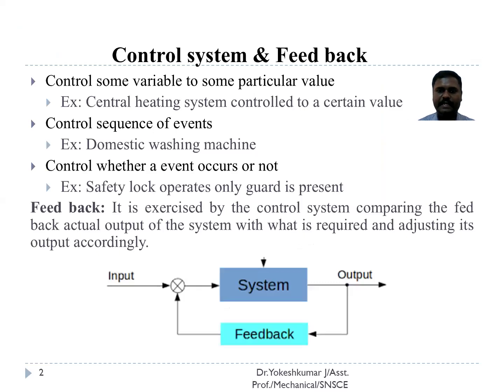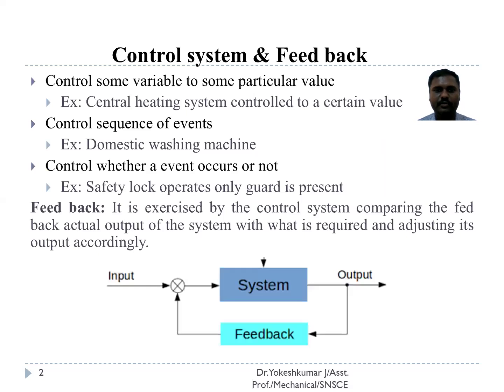So here I have listed a few examples of the control system. Let us take the first example, the central heating system, which is used to control the temperature to a certain value. Especially in cold countries, we might have noticed that the temperature is always lower than the human comfort temperature. So for that, we have to maintain the room temperature or slightly above the room temperature for human convenience. For that, we are using a central heating system, which is used to control the temperature.